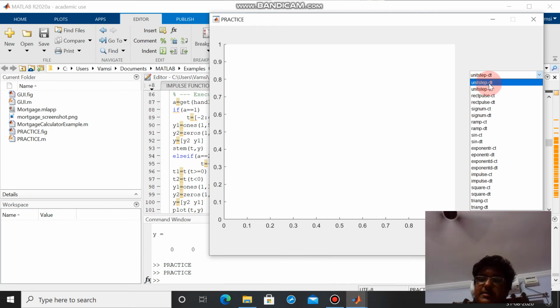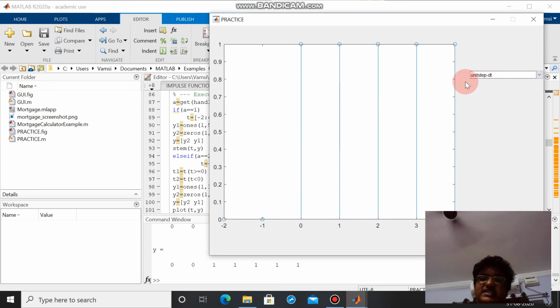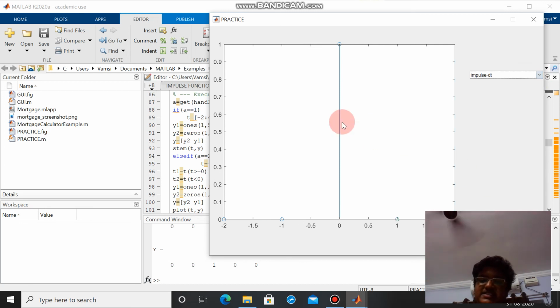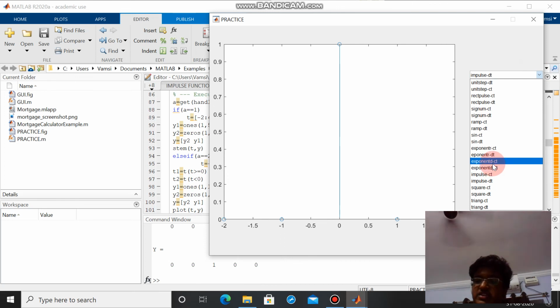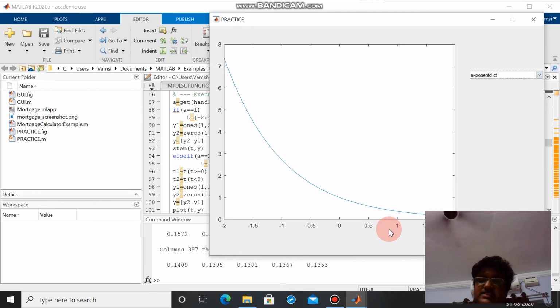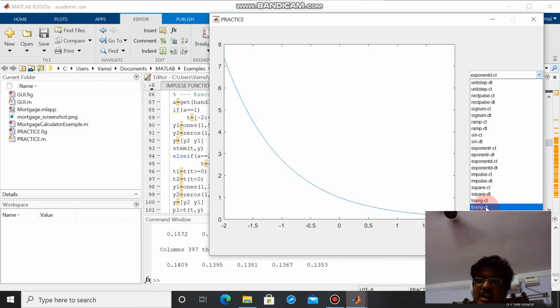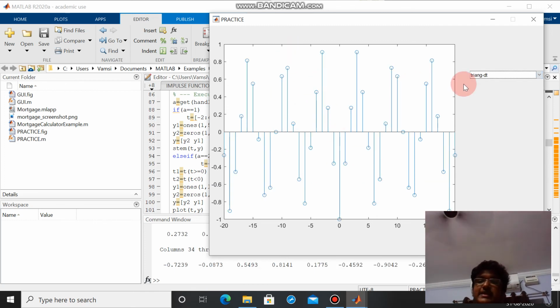So you can see here unit step dt. This means unit step discrete time. So we can clearly see the graph here. So for any function we tap here, let's say impulse discrete time function, we can clearly see that we have the impulse discrete time function. And exponent r indicates exponent rising function, and exponent d indicates exponent decaying function. So we can see here discrete, this is decaying continuous time signal, and we can even see the triangular discrete time signal. So yeah, this is very user friendly, and GUI is helpful for us to make such interfaces.